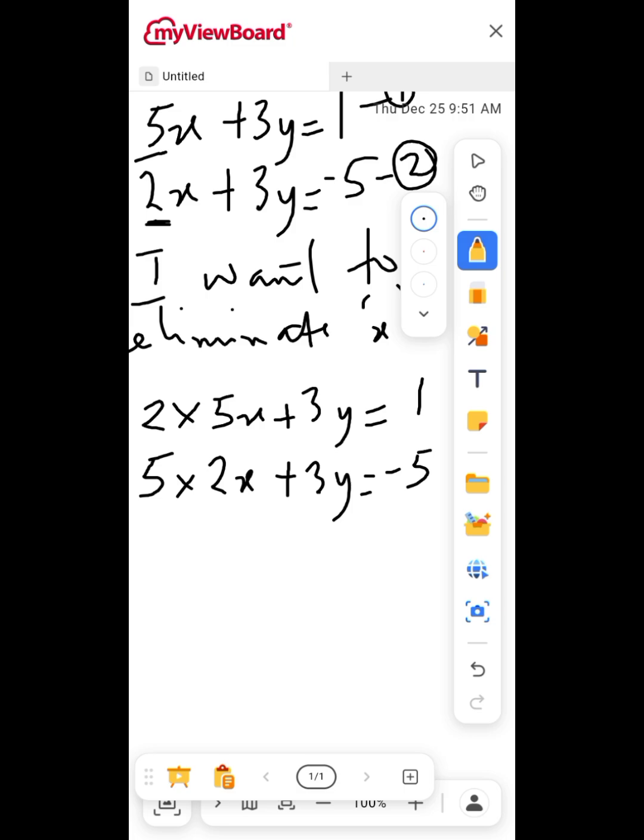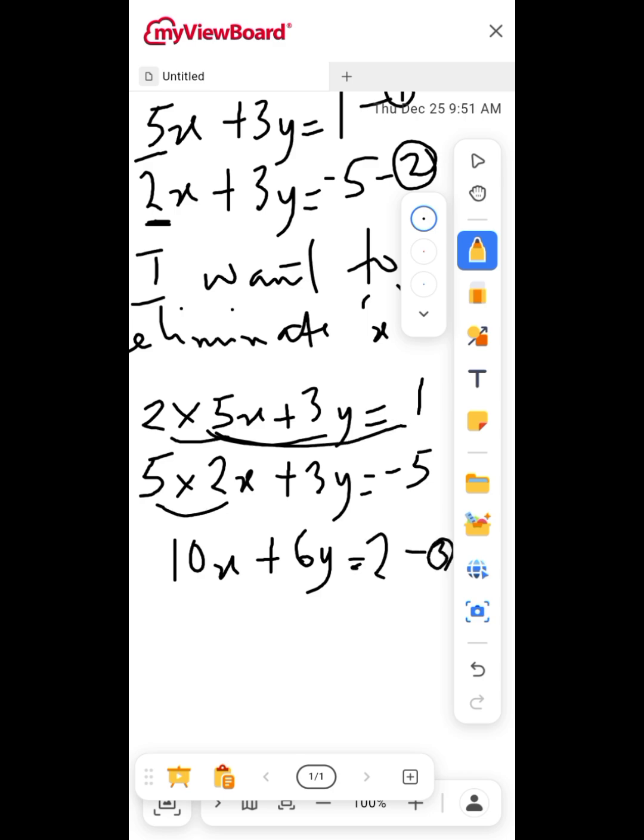I have seen students that make mistakes. They only multiply the first variable, leaving every other thing. That number will multiply everything entirely. So I'm going to have 2 times 5x, that will be 10x. 2 multiplied by plus 3y, that will be 6y, equals 2 multiplied by 1, that will be 2. So let us call this one equation 3.